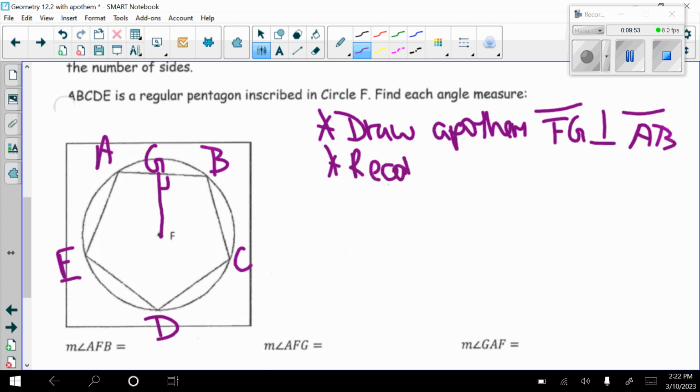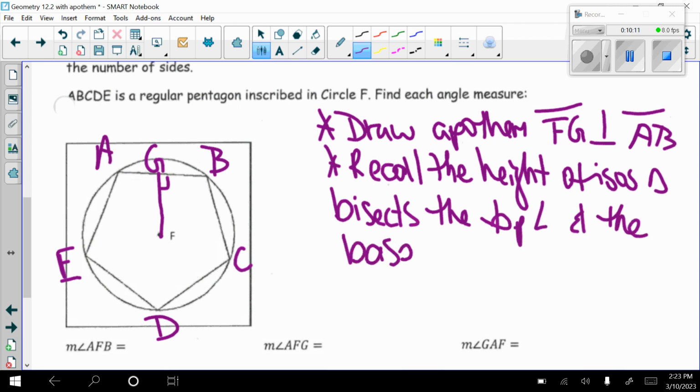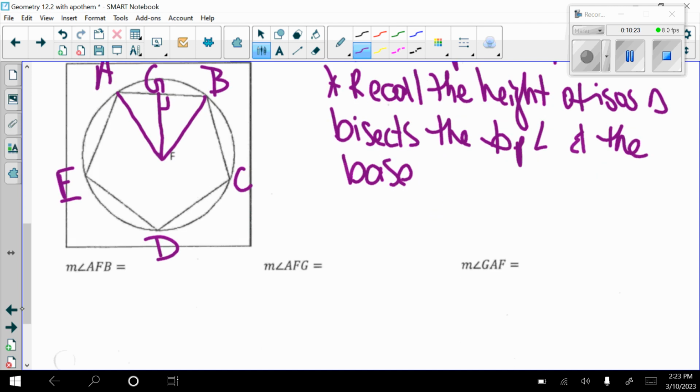Recall the height of an isosceles triangle bisects the top angle and the base. Okay, so we're going to need that here in a little bit. If I look, I really have this isosceles triangle AFB. The very first thing they want me to find is central angle AFB. AFB, that is a central angle, that angle right there. To find that, it is 360 divided by 5, since this is a pentagon. So that is 72 degrees. And again, we're just going to write that that is a central angle.